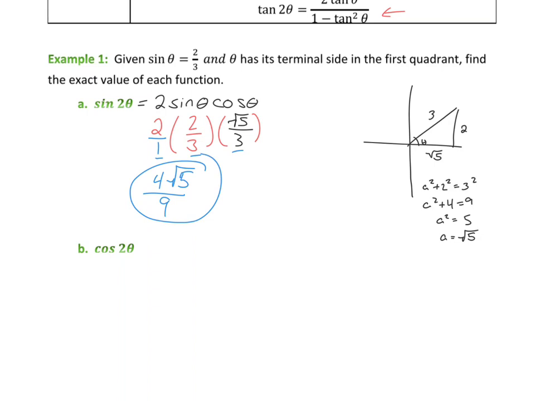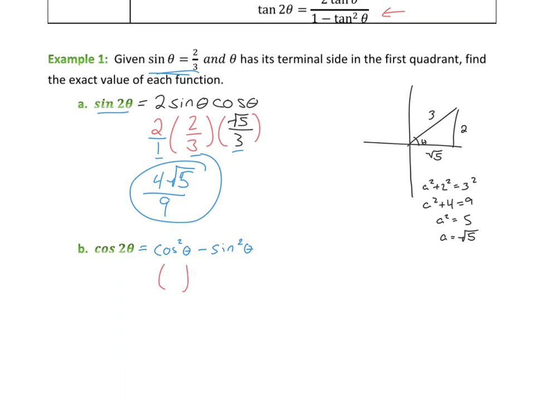Next one, cosine of 2 theta. We can use any of the forms that we want. I think I'm going to use the cosine squared theta minus sine squared theta form. Again, you could have used any of the forms. They're all equivalent. I just chose to use this one. No particular reason why. Now, I will tell you, if I had not been finding sine of 2 theta and the other trig functions, using the version with just sine in it, because that's what I'm given, would have been easier. But since I already had to make the triangle, it doesn't really matter which version I use.